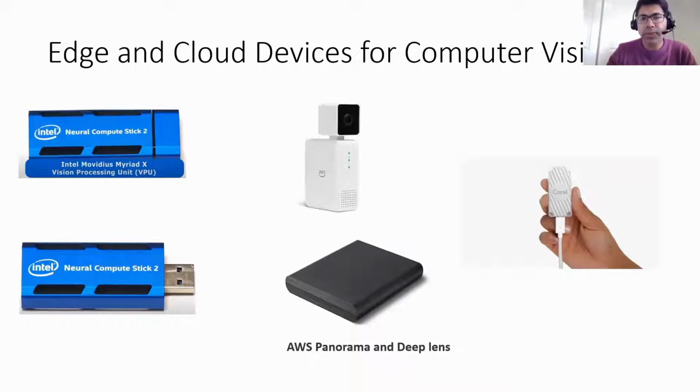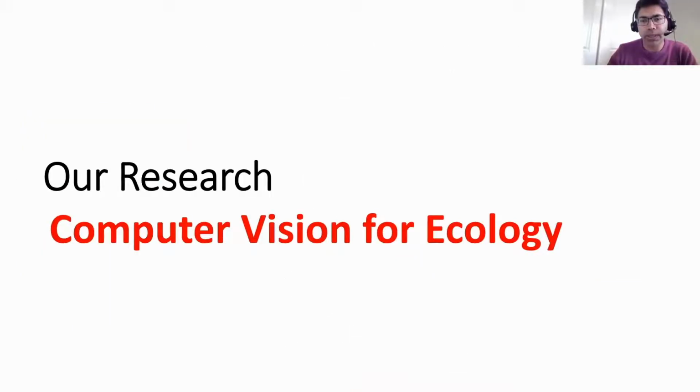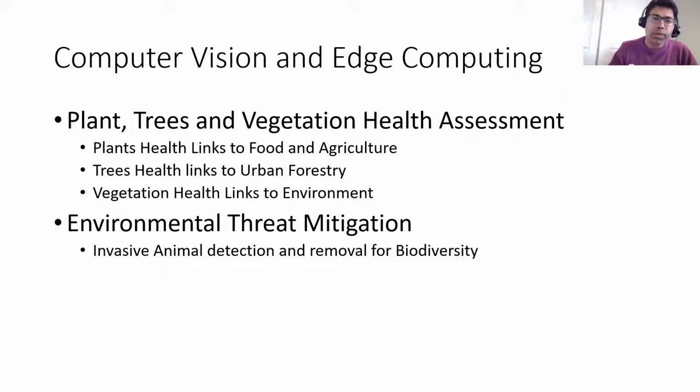Some of the devices which we used is AWS DeepLens, and today I'm going to discuss it, and also the different cloud-based solutions for computer vision. In our research lab, one of our strong focuses is computer vision for ecology: how can we serve the environment? This includes many projects. Some projects are related to plant health, tree health, and vegetation health assessments, and I'm going to discuss some of these projects.